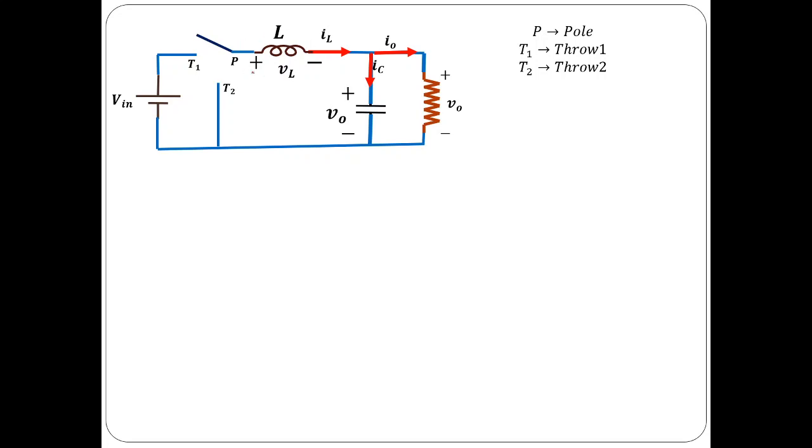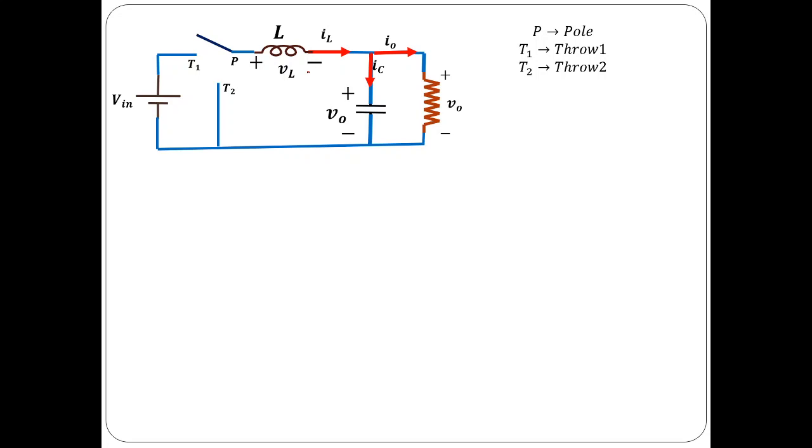So here the pole is connected here. Whenever you connect this pole to throw 1, the voltage across the inductor is going to be positive, so the current through the inductor would rise. Whenever this is open, the pole has to be connected to throw 2, so that the inductor current would flow through throw 2 and P and then the inductor. So there is no discontinuity. In fact, current cannot be made 0 suddenly through an inductor.